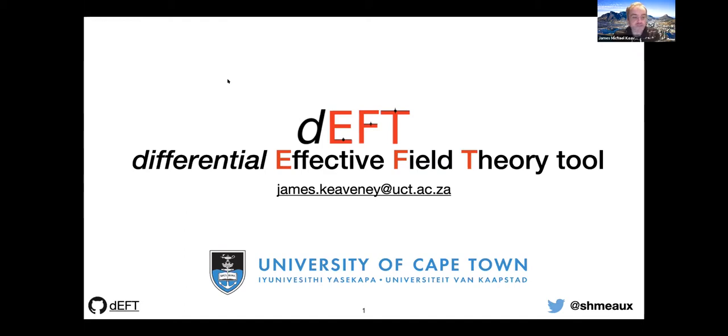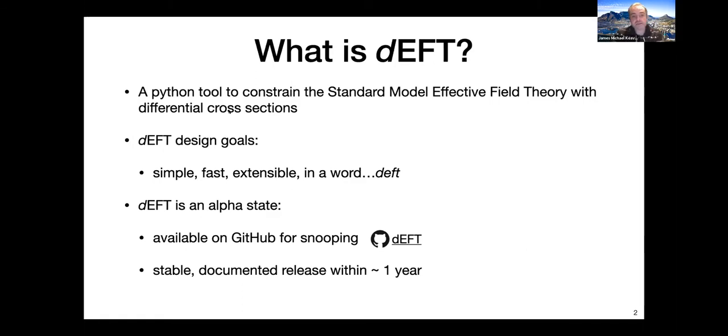So I'm going to talk about dEFT, which stands for Differential Effective Field Theory Tool. So what is dEFT? Well, it's a Python tool, obviously, and it aims to do one thing well, which is constrain the parameters of standard model effective field theory using differential cross-section measurements as input. So the dEFT design goals are exactly that: to be simple, to be easy, and to be someday extensible. In a word, it's trying to be dEFT.